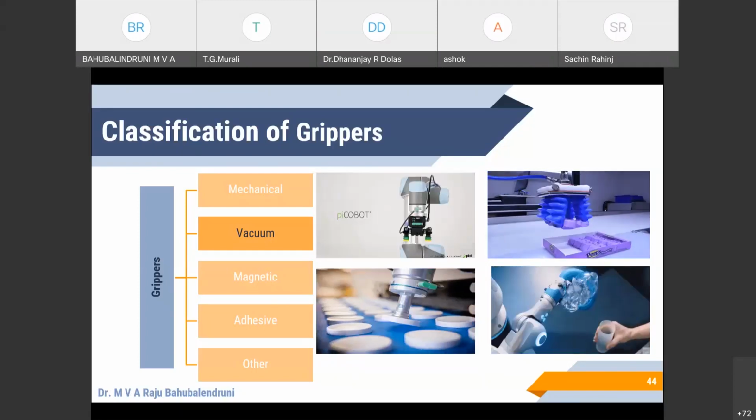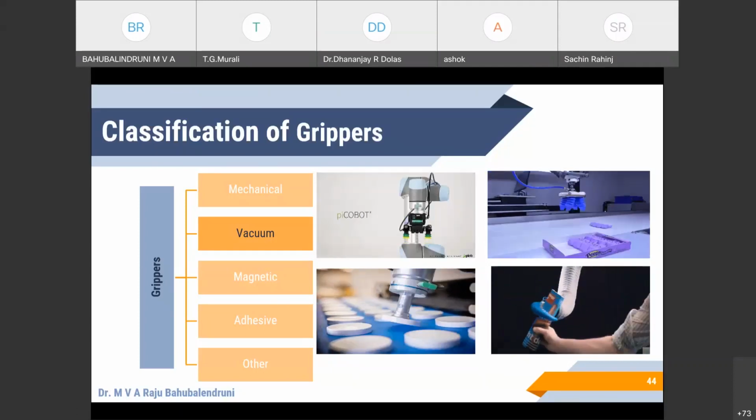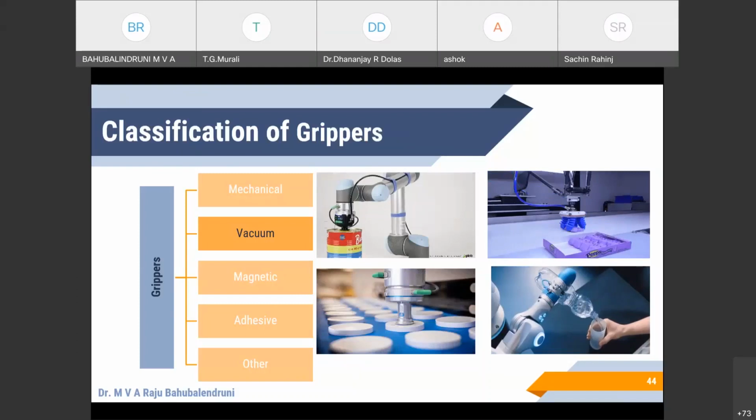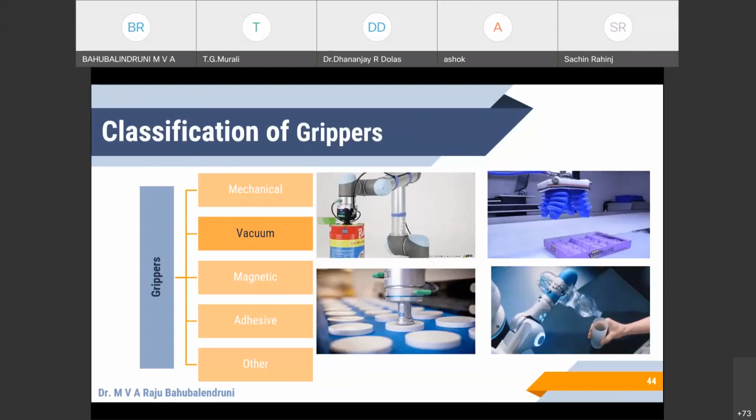These vacuum cups, or suction grippers, cannot be used for parts with holes because we cannot create the vacuum. Also, we cannot use vacuum cups on irregular surfaces. That is the biggest limitation of these vacuum grippers.